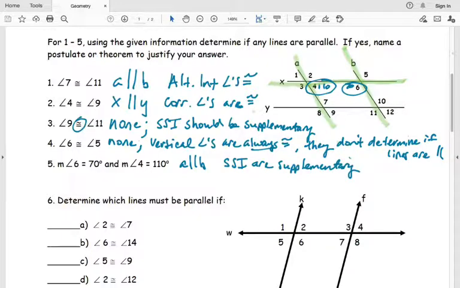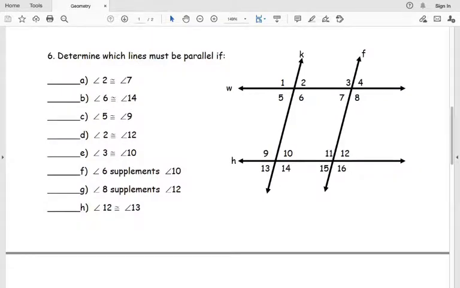All right, let's move on to the next part. Okay, we're going to do basically the same thing again. We're just doing a different picture. So you may want to pause it and see if you can get the right answers and then check your answers with me. I'm going to walk you through it just to make sure.